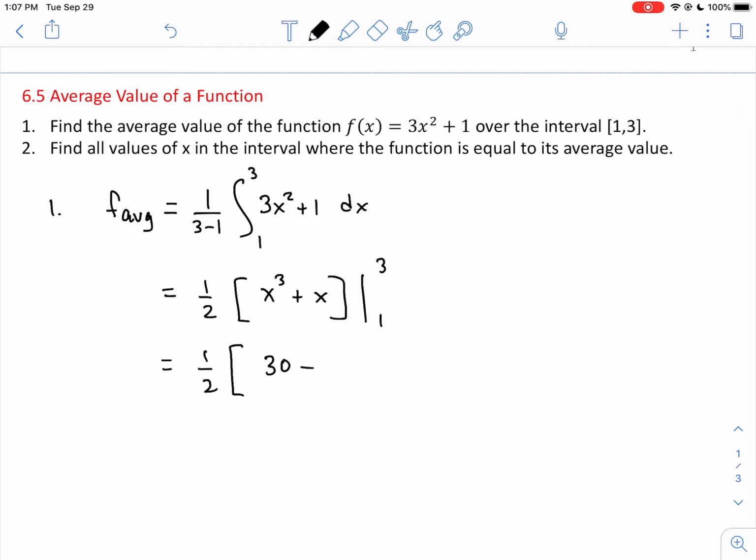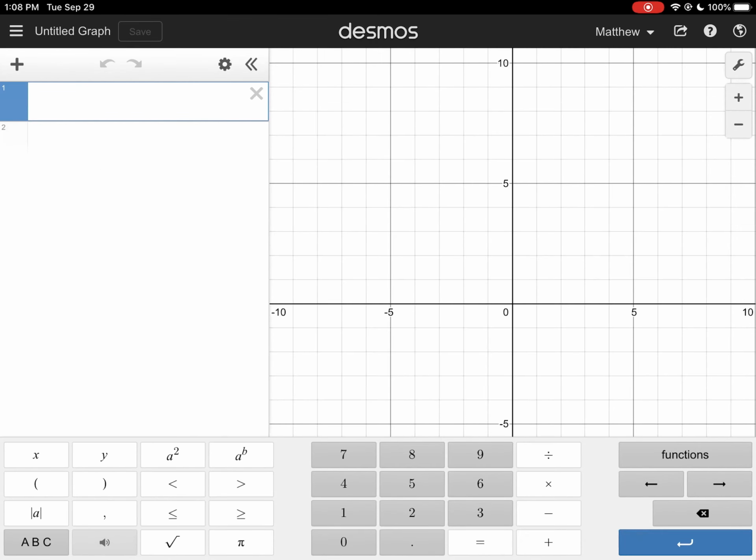Now plug in 1. 1 cubed plus 1 winds up being 2. So we get a 28 in there. We wind up getting a 14 after I do the 1/2. So 14 is the average value of this function over this interval. Let's go ahead and graph this on Desmos.